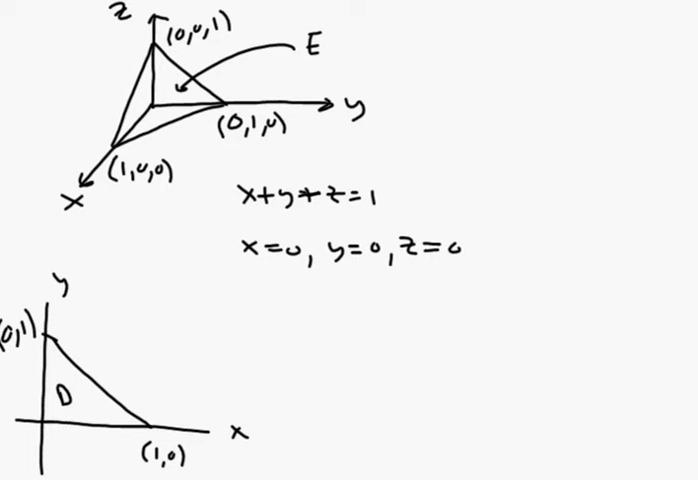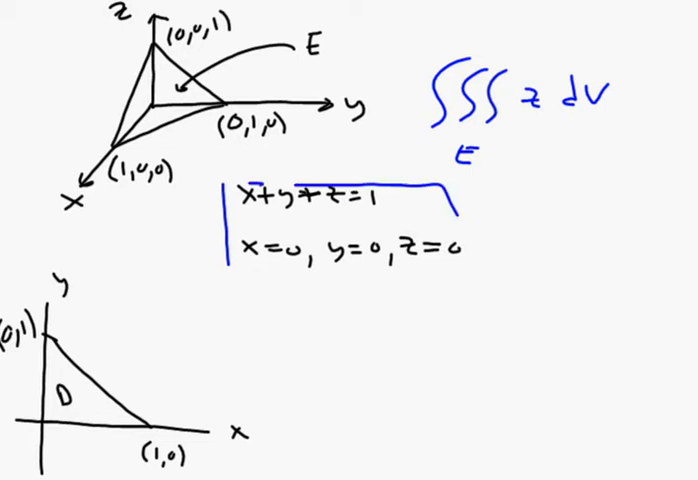Okay, so if you remember yesterday, we discussed how to set up this integral. So let's just remind ourselves where we were. We were finding the value of the triple integral over the region E of the function z dV, where E was the region bounded by the plane and these three planes also. We showed why we ended up with this tetrahedron.